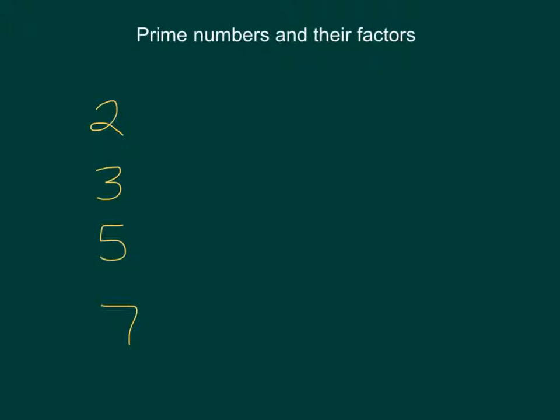So here are a list of some prime numbers. The factors for these numbers would be 1 and 2 would be the factors for 2. Factors for 3 would be 1 and 3. Factors for 5 would be 1 and 5. Factors for 7 would be 1 and 7. These are prime numbers because they only have the number 1 and themselves that give them the ending number.